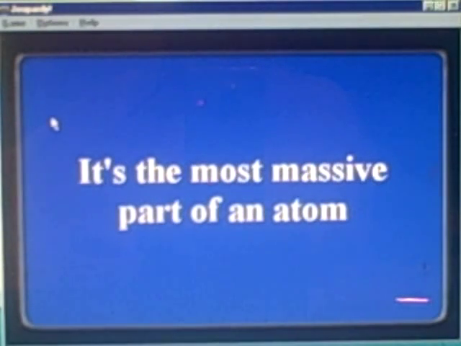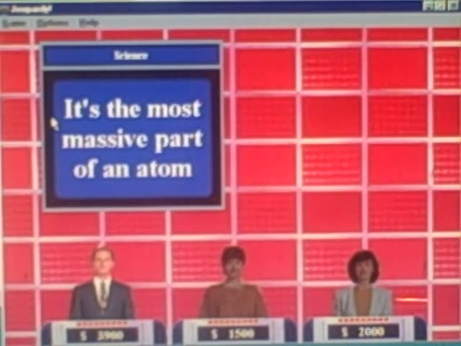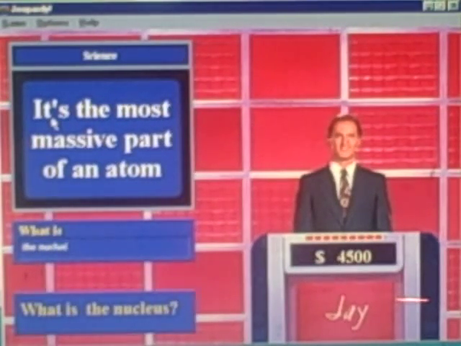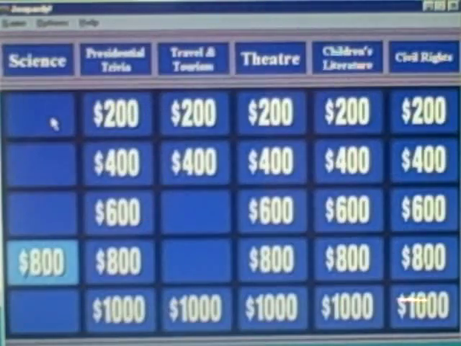Science 600. It's the most massive part of an atom. Contestant number 1: What is the nucleus? Yes, that's correct.